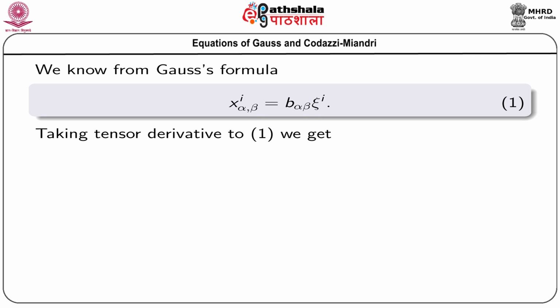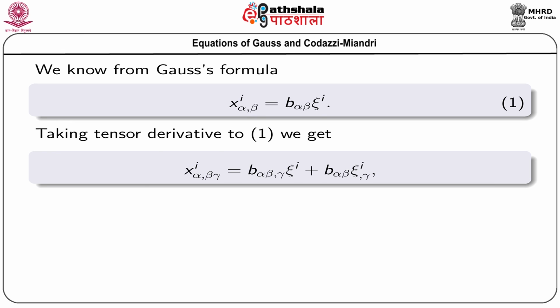Now, taking tensor derivative once more, we get x I alpha comma beta gamma equals b alpha beta comma gamma xi I plus b alpha beta xi I comma gamma. That means, we are taking the tensor derivative with respect to u gamma.